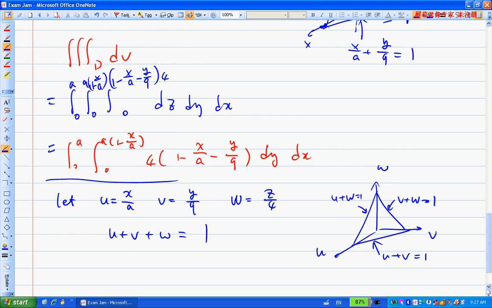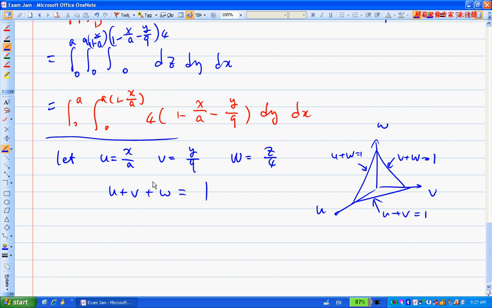Then you do the same thing. The triple integral setup would be: the first is 0 to 1 minus u minus v, the second is 0 to 1 minus u, and the last is 0 to 1. Fortunately, there's no a showing up here.